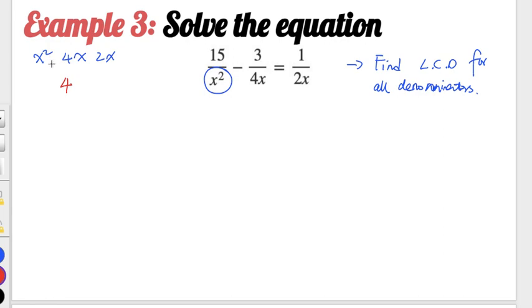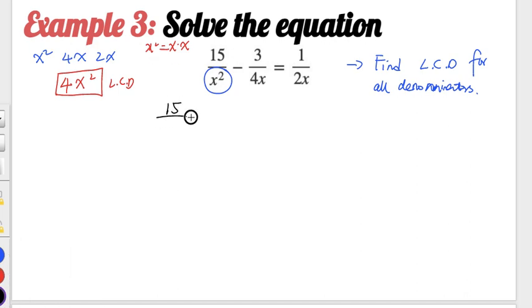But for variable-wise, we have x squared, x, and x. And in the previous video, actually the first video, we mentioned x squared is composed of x times x. So that means we need to change everything else by multiplying by x. So 4x squared is the LCD, which means we are going to change everything here to be 4x squared.